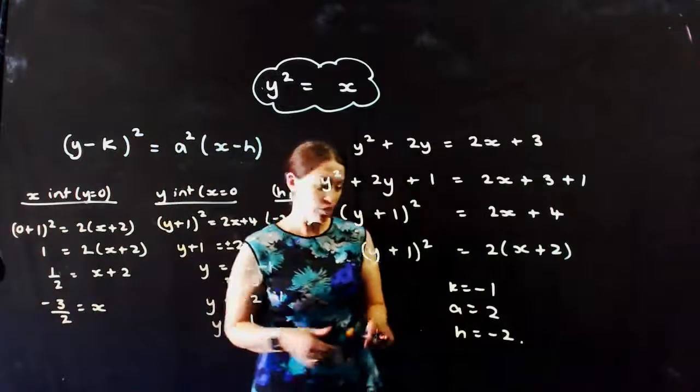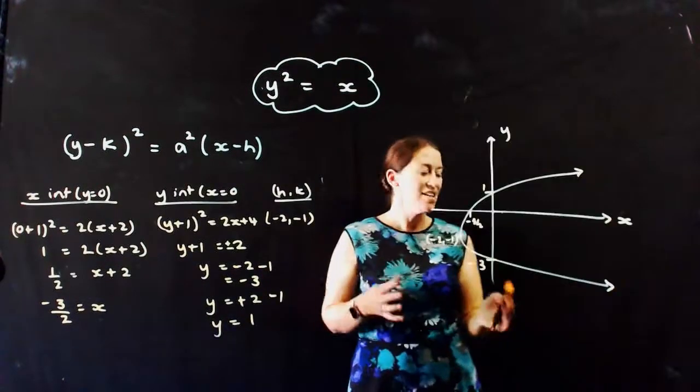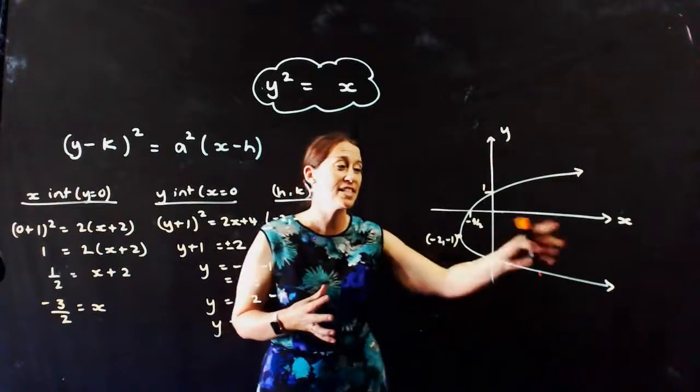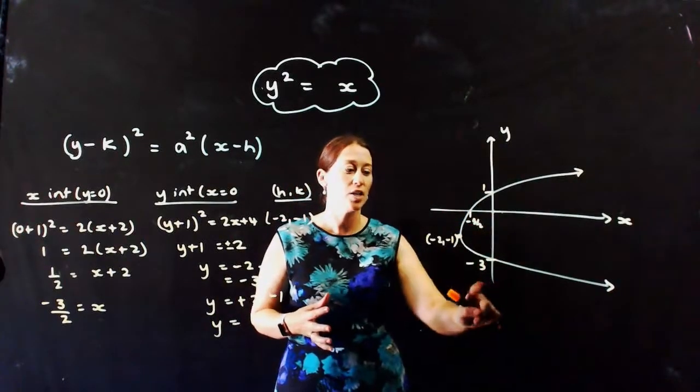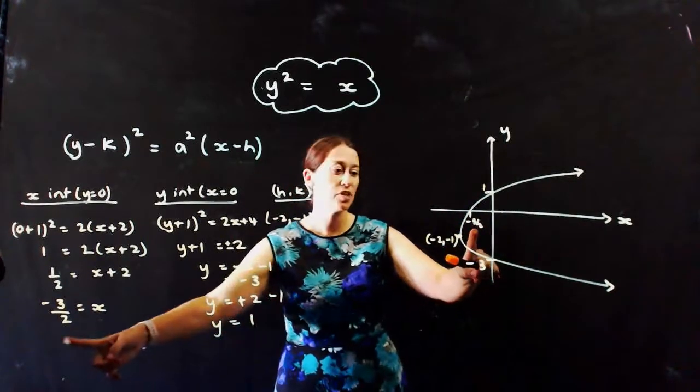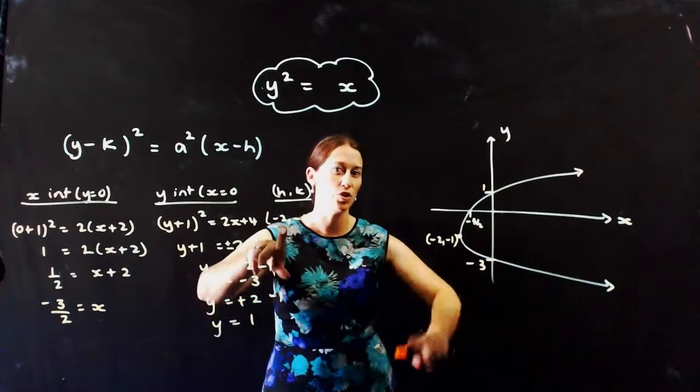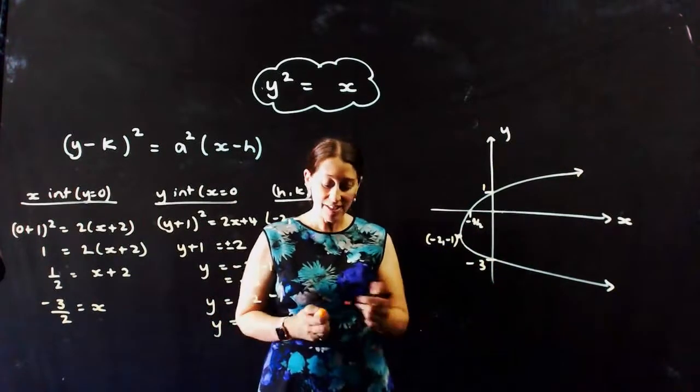Now all we've got to do is sketch it. I'll clear some space. Okay, so I've obviously jumped ahead and sketched it with our y-intercepts 1 and -3, x-intercept as -3 upon 2, and our turning point, which was -2, -1, h, k. And that's everything you need to know.